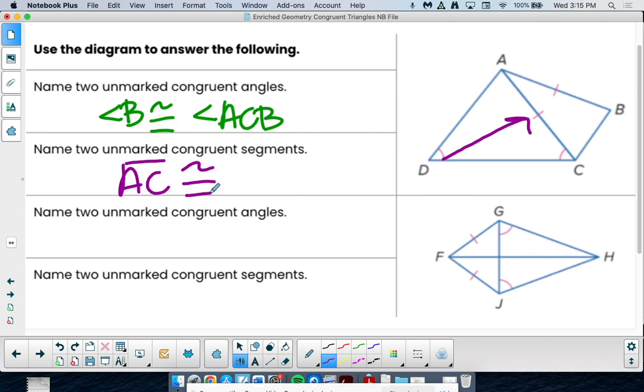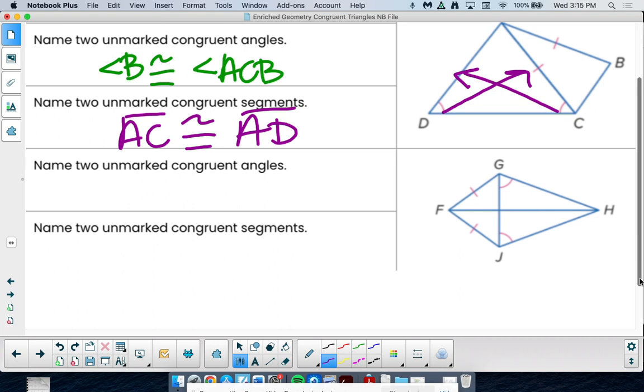And if I look here, this angle in the corner, DCA, is across from this side here, and that would be AD. Okay. Same type of questions down here with a little bit more of an interesting picture. I challenge you to pause the video and try these on your own to see if you can figure it out, but I'm going to go ahead and start.